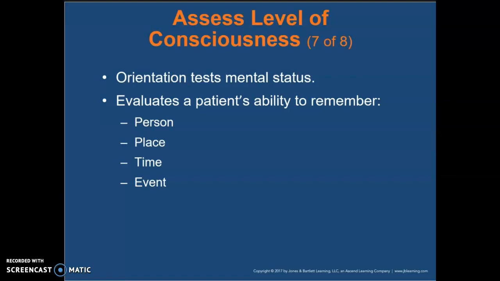So if a person is A&O times 4, they know their name, they know where they're at, they can tell you approximately what the date, time, year, etc. it is, and then they can adequately describe the event and what happened. Sometimes if a person loses consciousness because of whatever has happened to them, they may know who they are, they may know the year, but they don't know where they're at or what happened.